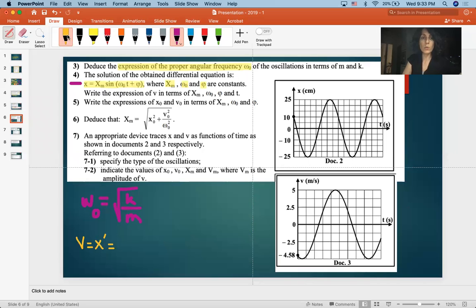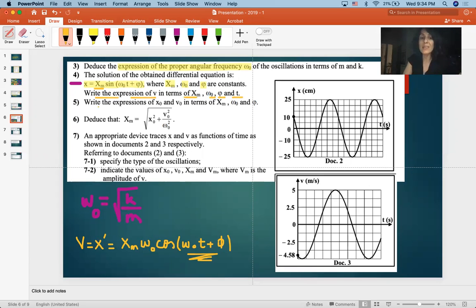Okay, so how do we do the derivative? Xm is a constant, so I'm gonna write xm. What is the derivative of sine? It's cosine. So I'm gonna write cosine and everything under the cosine, w0t plus phi. Okay, and then I'm supposed to write the derivative of what's inside the cosine. w0t plus phi, the derivative is w0. And this is the answer for question number 4. Write the expression of v in terms of xm, w0, phi, and t, and it's already done.